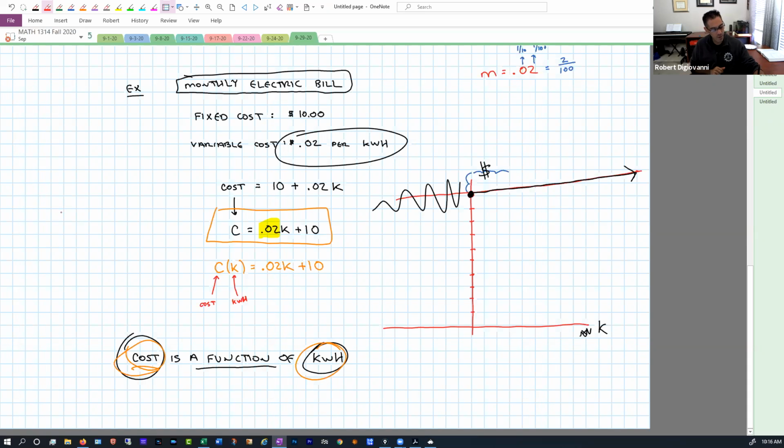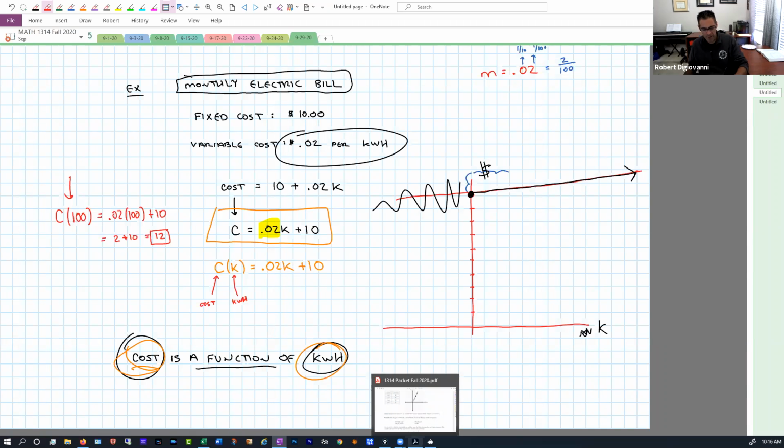So if I wanted to know how much it's going to cost me if I use 100 kilowatt hours, then this is what I would write. C of 100. And that means just replace K with 100. And that's going to turn out to be 2 plus 10. That's going to cost me $12. So all this is just notation. That's all it is. So let's do a fresh example.